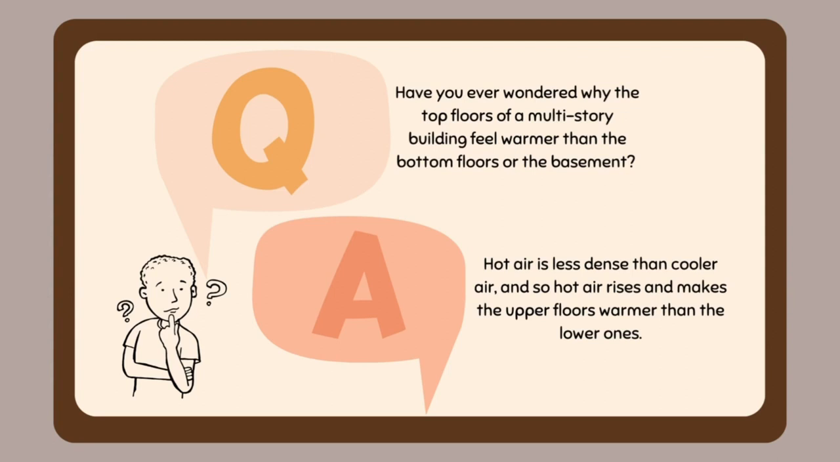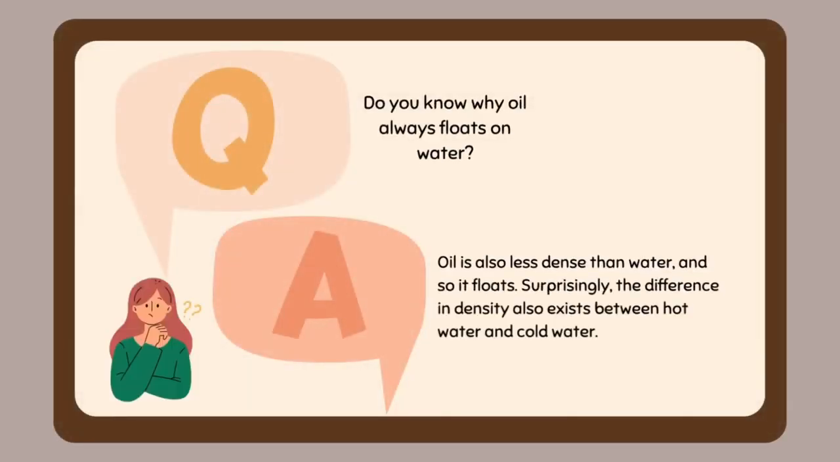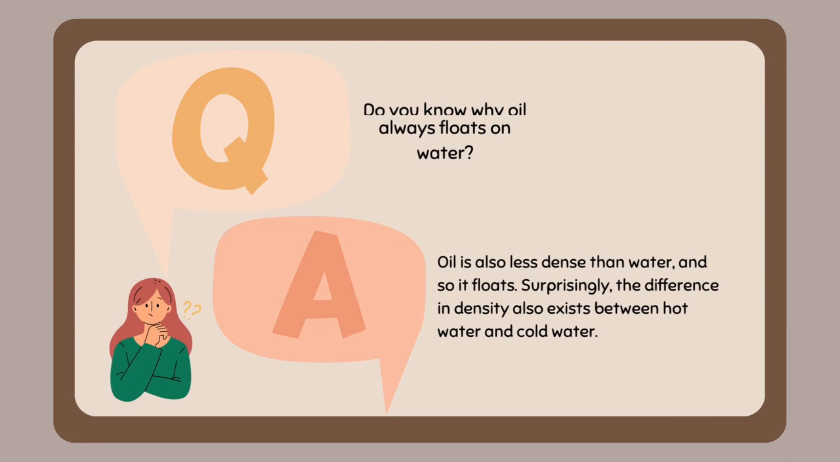Have you ever wondered why the top floors of a multi-story building feel warmer than the bottom floors or the basement? This is because hot air is less dense than cooler air, and so hot air rises and makes the upper floors warmer than the lower ones. Next, do you know why oil always floats on water? Oil is also less dense than water, so it floats. Surprisingly, the difference in density also exists between hot and cold water, which is the experiment we conducted today.